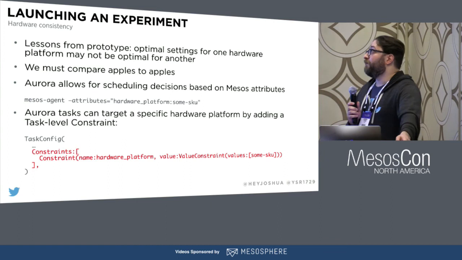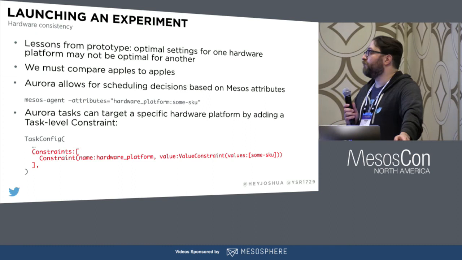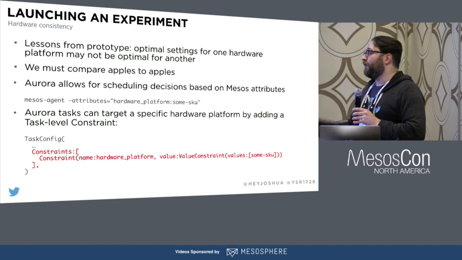As Ramki mentioned, one of the lessons we learned from our prototype is that hardware differences definitely impacted the optimal settings. Thankfully, Aurora allows for us to make scheduling decisions based on Mesos attributes. So we just configure our Mesos agent with an attribute specifying the hardware platform, and then Aurora can schedule on that constraint.